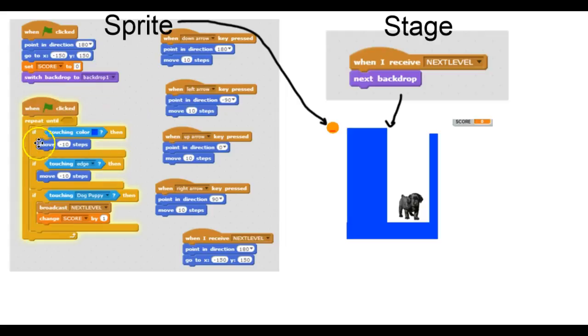Then I have my loop here that's just doing a forever loop. And I'm checking to see if I'm touching the blue. I'm also checking to see if I'm touching the edge. And I'm checking to see if I'm touching the puppy. There's a slight problem with this in the timing, because I check this, then I check this, then I check this, then I go back up to the top.